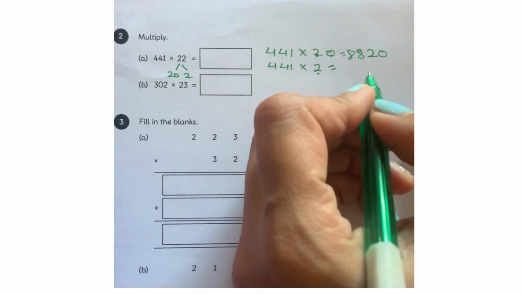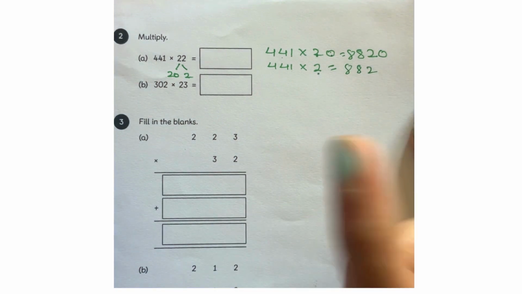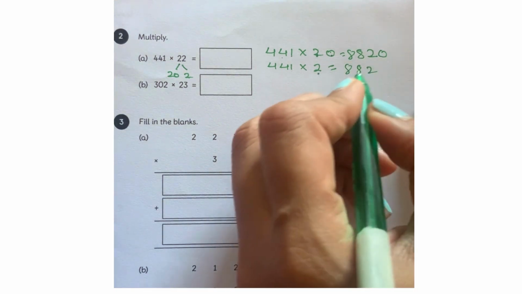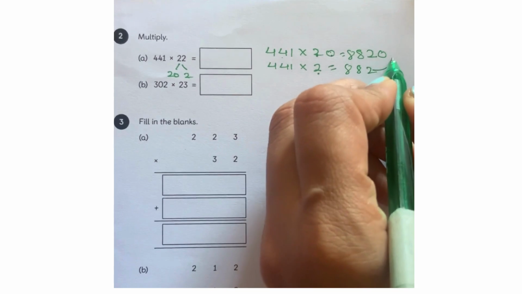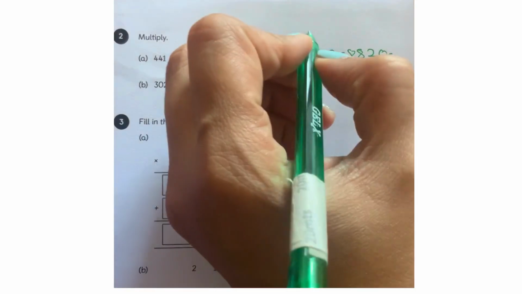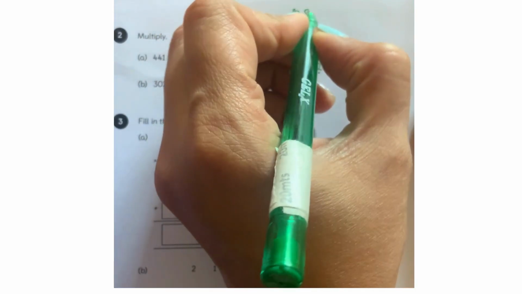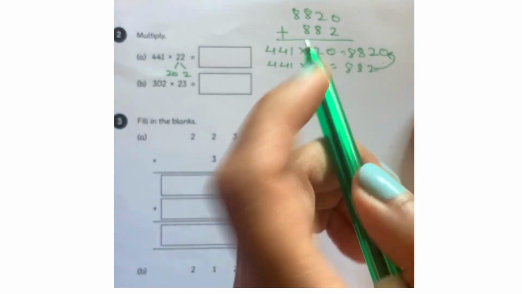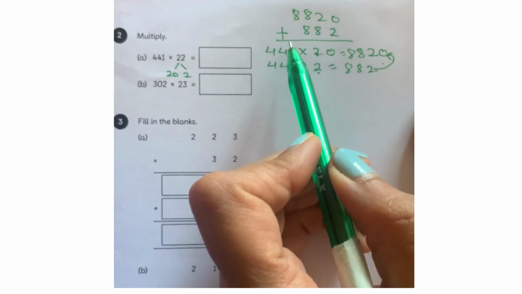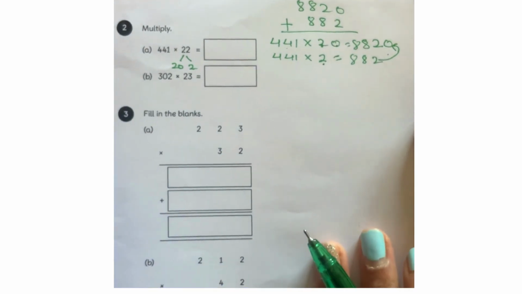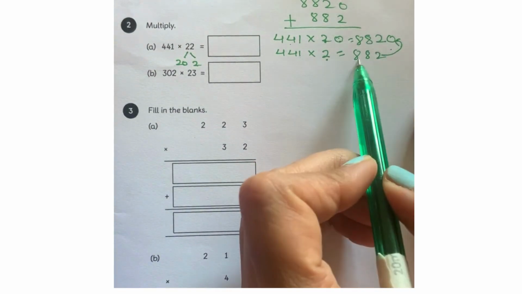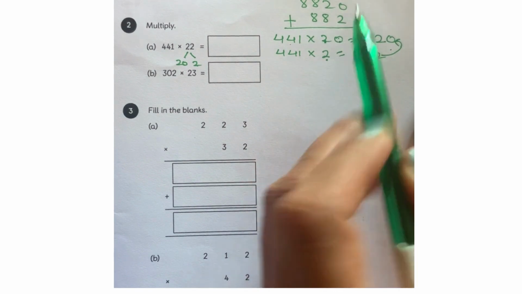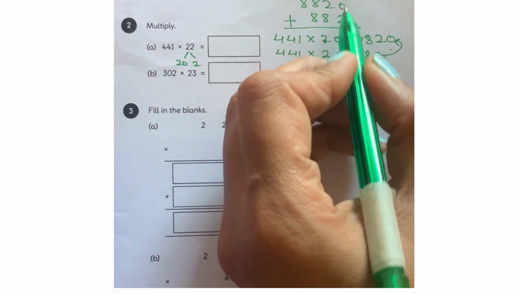Therefore, 2 times 1 is 2, same, right? 882. Now I will add it. So be careful of the placing, or let me place it for you. So 8820 and 882, all right? The placing of the number is pretty important. Do not just add it and then get confused by adding like this, okay? So that's why it's clear here.